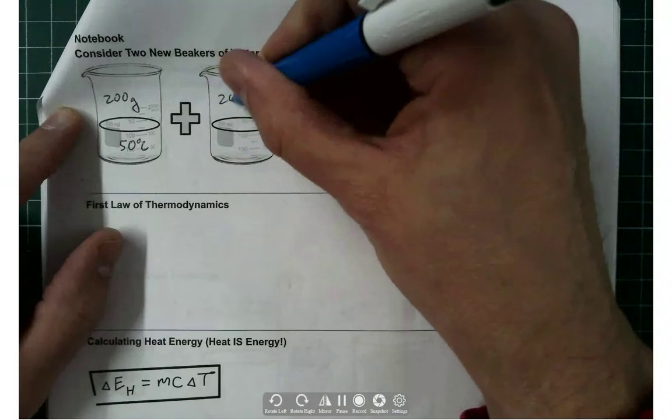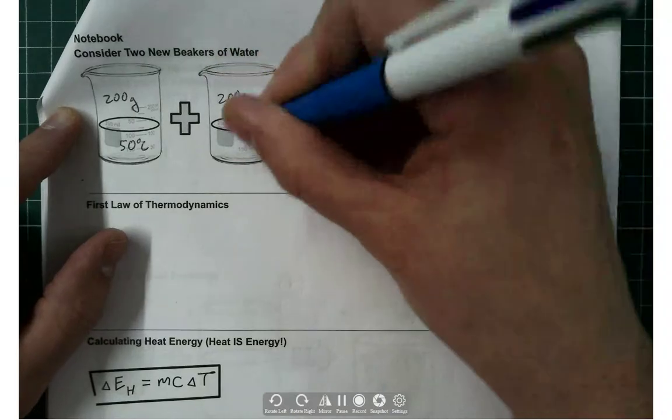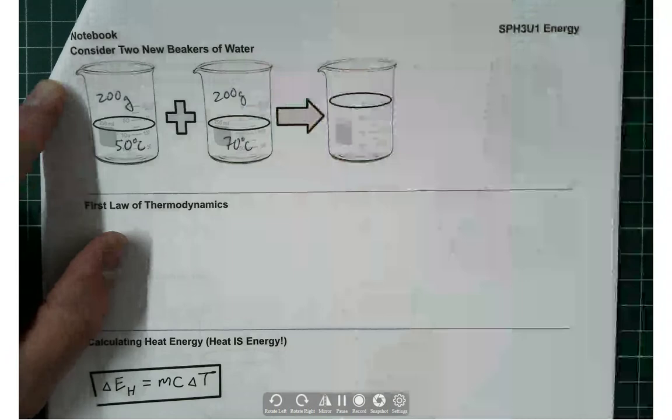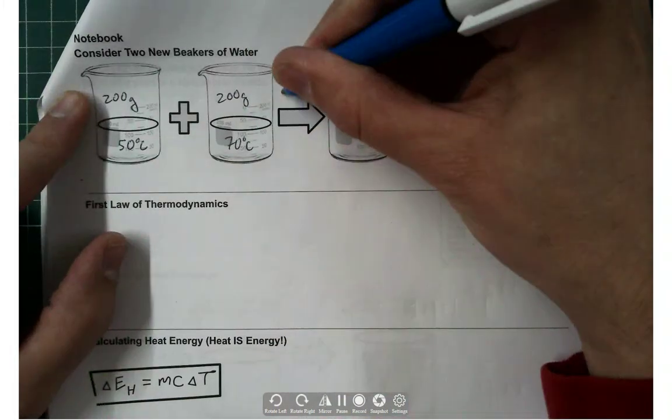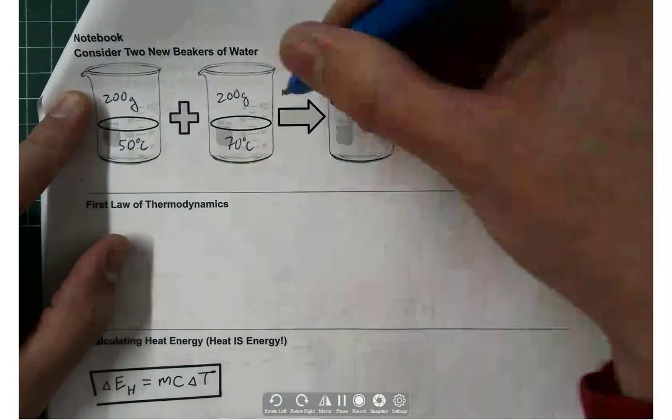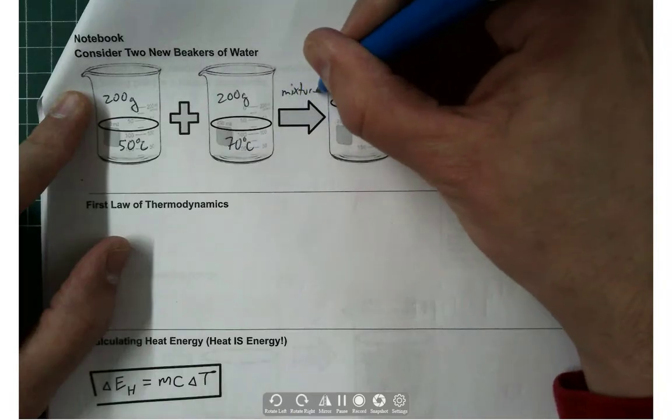We're going to say we have another 200 grams of water at 70 degrees Celsius. Then we put them together. I know this kind of looks like a chemical reaction. It's just a mixture, though. I put these things together as a mixture.